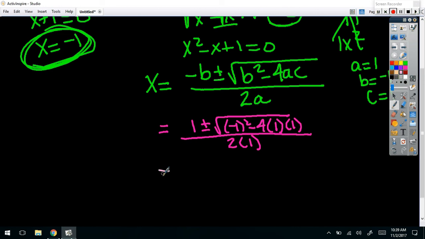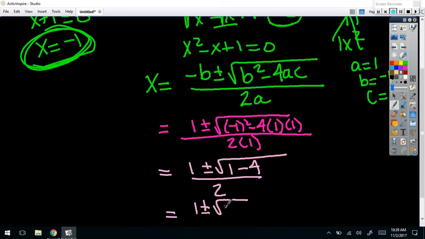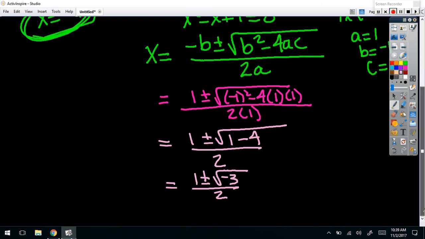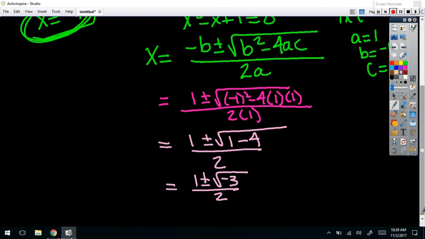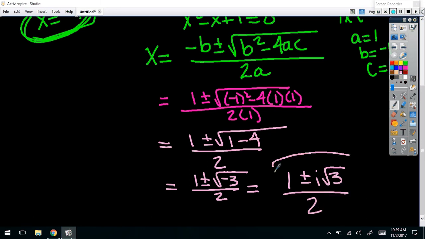So you have -1 minus 4 over 2. And here's why we couldn't factor it. Here we go again with a chapter 1 concept. I've got the square root of a negative number. There is no number that goes into that. I can't do the square root of a negative number. So instead, anytime I see a negative under a radical, I put the i. So now I've got 1 plus or minus i square root of 3 over 2. That's your answer.